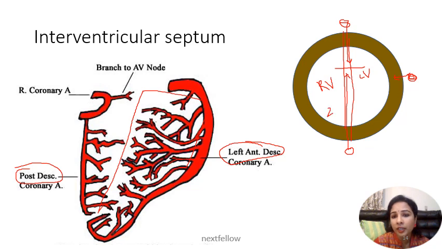The anterior 2/3 of the interventricular septum is supplied by the anterior interventricular artery, and the posterior 1/3 of the interventricular septum is supplied by the posterior interventricular artery. The posterior interventricular is a branch of the right coronary artery, if it is a right dominant heart, and the anterior interventricular commonly gets its origin from the left coronary artery. So the left coronary artery gives rise to the anterior interventricular branch.